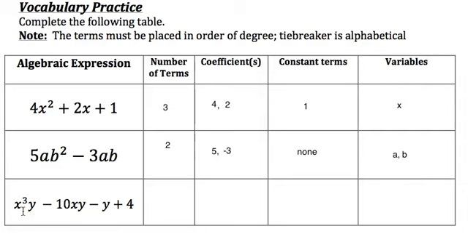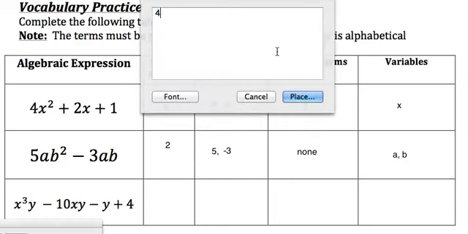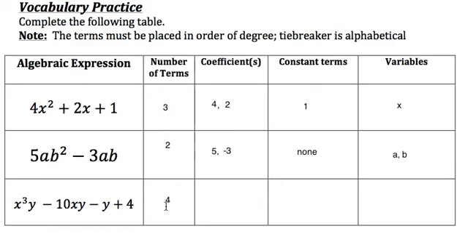All right, for this one, number of terms, I've got x cubed y as a term. I've got minus 10xy as a term. Minus y as a term. And 4 is also a term. Even though there are no letters, no variables, and it doesn't feel very algebraic, it's still a term. And that means that in total, I've got 4 terms in this expression.